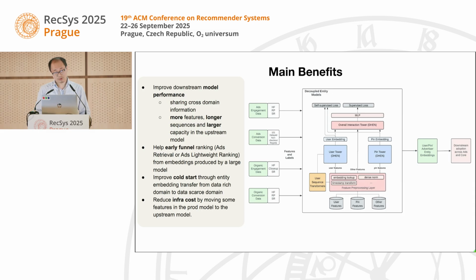We can keep scaling up the model by adding more features, longer sequences, and more capacity in the upstream model. This way, we believe we can help the early funnel ranking by using the embeddings from a very large model, such as in retrieval or lightweight ranking. And also, you can improve the cold start issue if we are able to train some embeddings from a data-rich domain and apply them to the data-scarce domain. And we can reduce the infra cost by moving some features used by the downstream model to the upstream. So you can achieve neutral performance while reducing the infra cost.